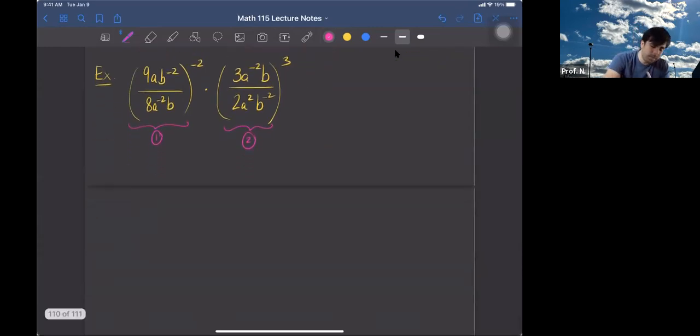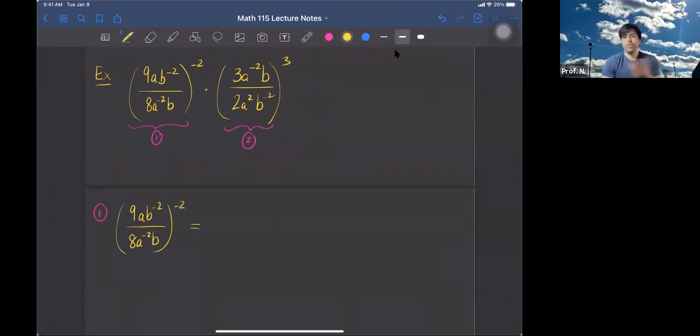Okay, so let's look at number 1 first. Can we simplify number 1? So we got 9a to the b to the negative 2 all over 8a to the negative 2b to the negative 2. So what should we do first? Or what could we do first?